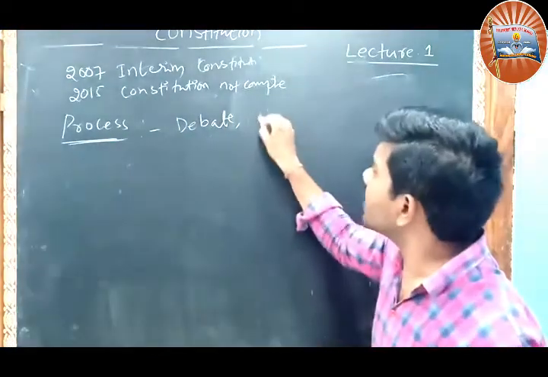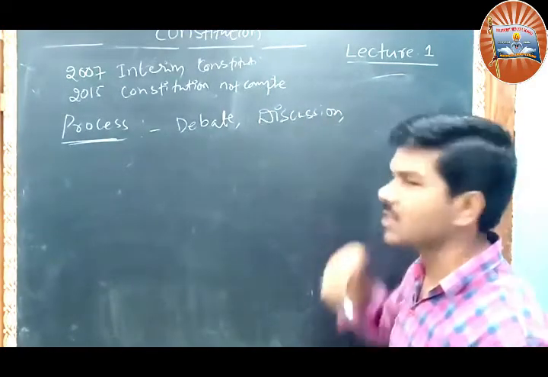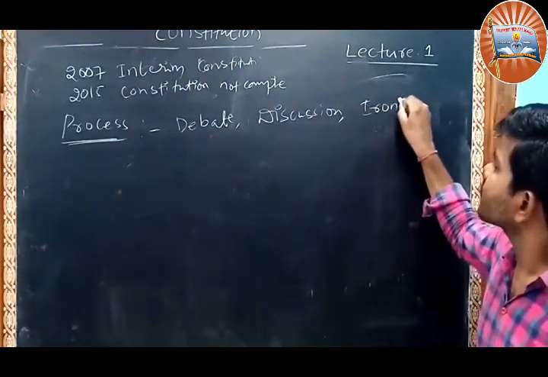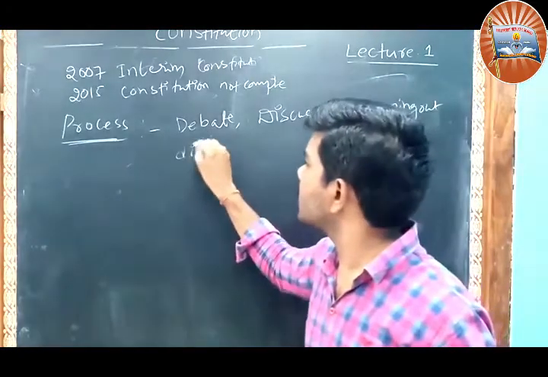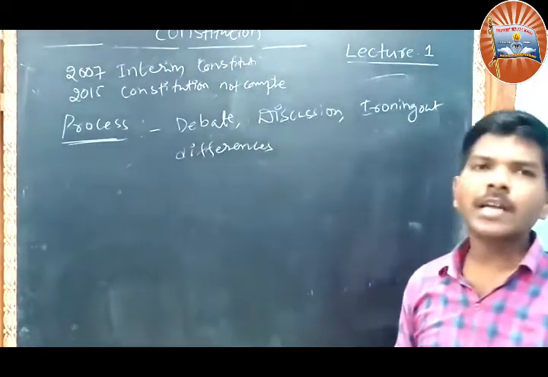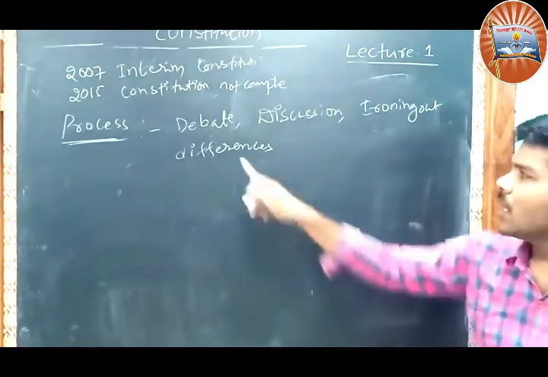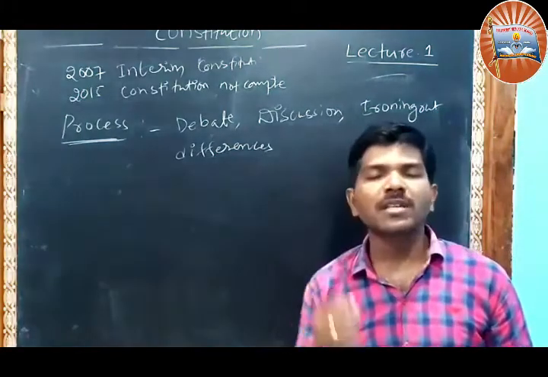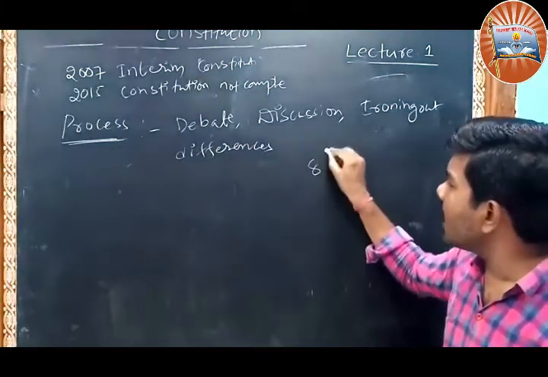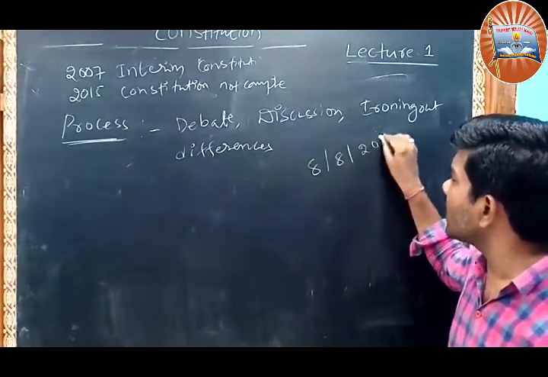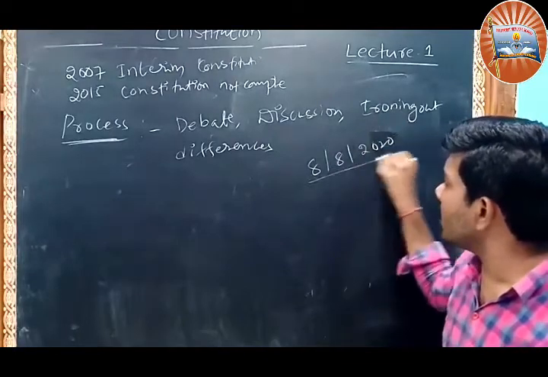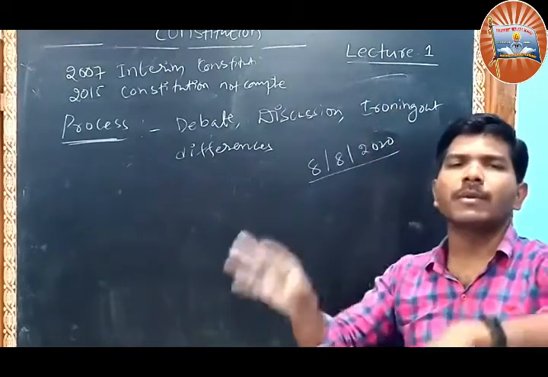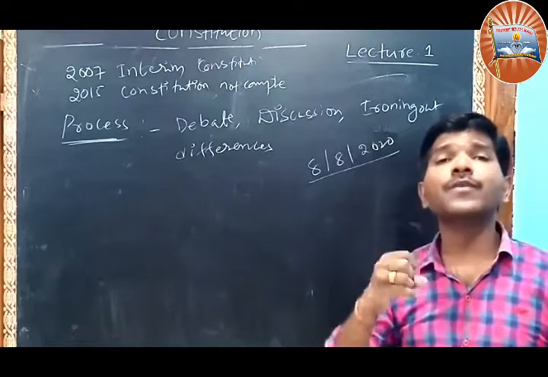Debate will be going on. After debate, discussion. After discussion, ironing out differences. First, let us talk about the debate. For example, Union Home Minister Amit Shah introduced on 8th August the abolition of Article 370. Whenever there was the abolition of Article 370, a lot of discussion and debate went on in Lok Sabha and Rajya Sabha. Each and every question they raised.